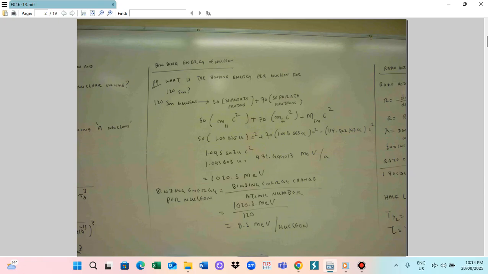The next problem is: what is the binding energy per nucleon for tin-120? Firstly, we write down the tin-120 nucleus. It includes 50 separate protons plus 70 neutrons.